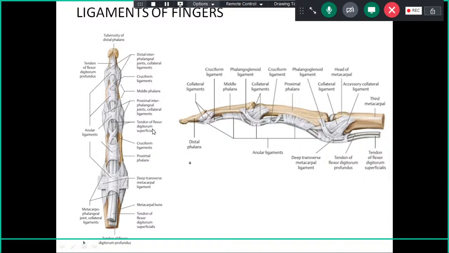It is keeping the tendons of flexor digitorum superficialis and profundus, which are passing deeper to it. This is the tendon of flexor digitorum superficialis. Can you see the splitting into two slips here to attach on the sides of the middle phalanx, and the deeper plane is the tendon of flexor digitorum profundus going deeper to get attached to the distal phalanx.